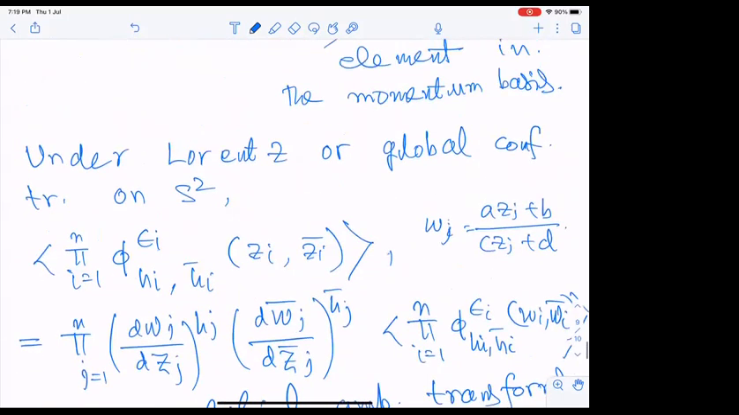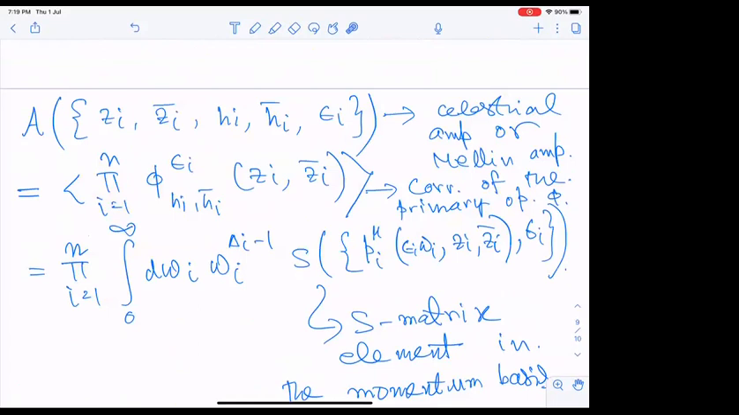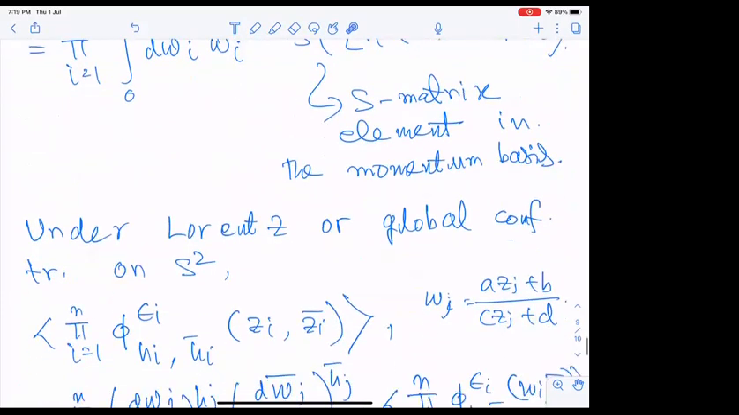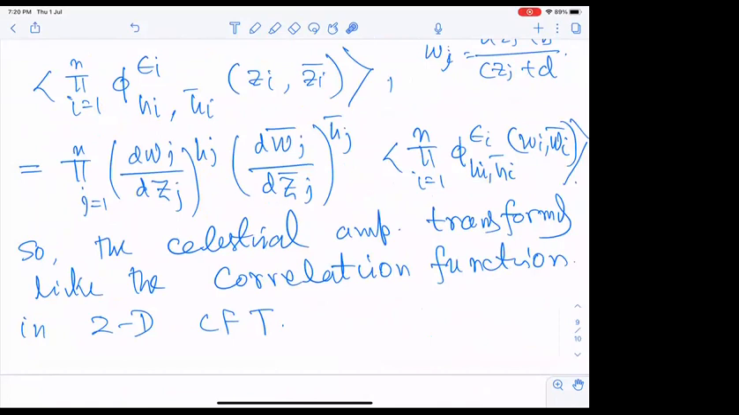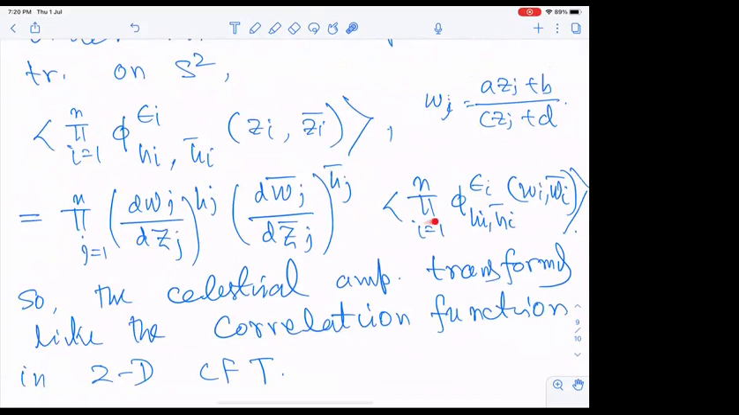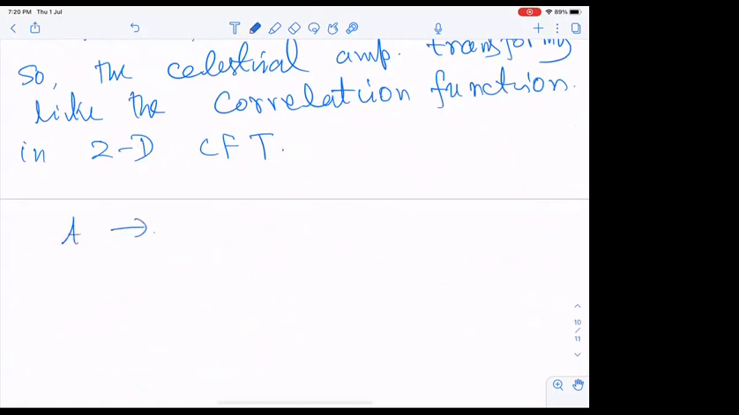Now the thing is that since this is an integral transformation, once you know this A, you can compute S. You just have to invert this transformation. Now the point is that A is more natural to compute from the dual perspective because of this particular way it transforms. It transforms like the correlation function of a conformal field theory. So this object is essentially the central object that we want to compute.